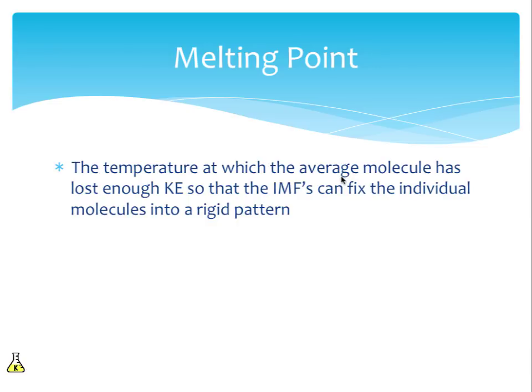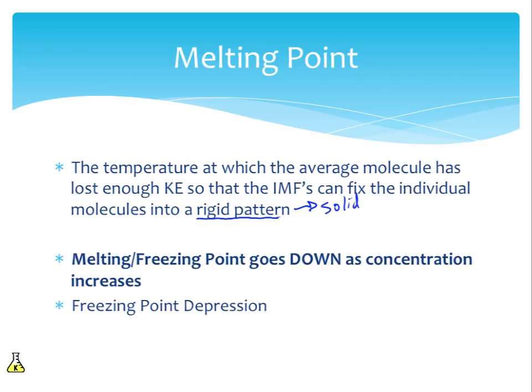Let's continue this process with melting point as our next colligative property. If you recall, melting point is the temperature at which the average molecule has lost enough kinetic energy so that intermolecular forces can start to fix the molecules into a rigid pattern. And if you recall from earlier in this unit, that rigid pattern is one of the key characteristics that makes a solid a solid. To summarize the pattern we're about to see, melting or freezing point goes down as concentration increases, and we refer to this process as freezing point depression.